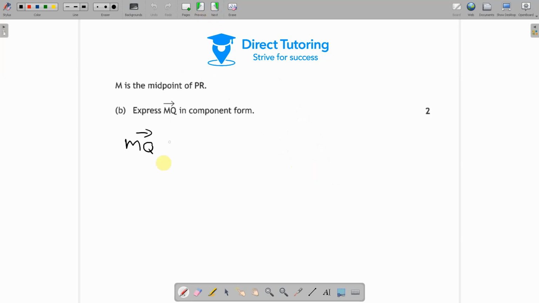So if we write that out, that's going to look like MR plus RQ. Now MR is essentially a half of PR, plus RQ.